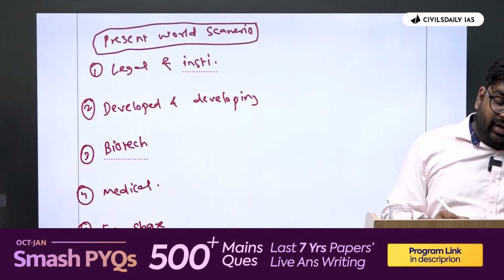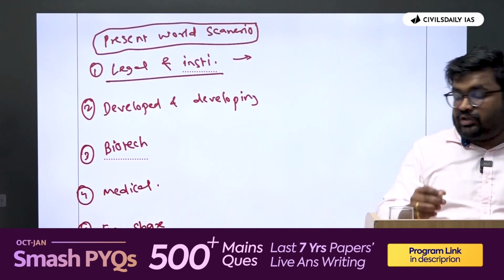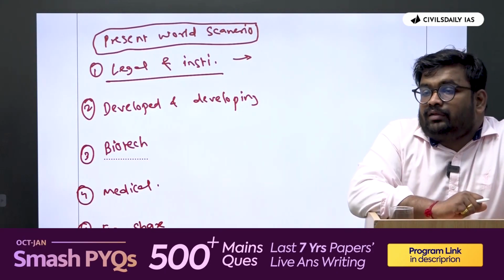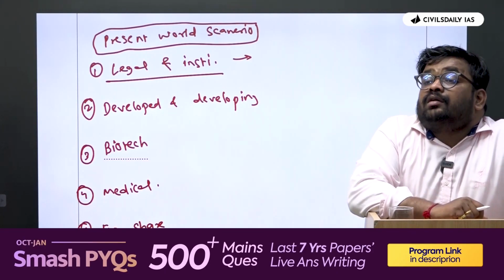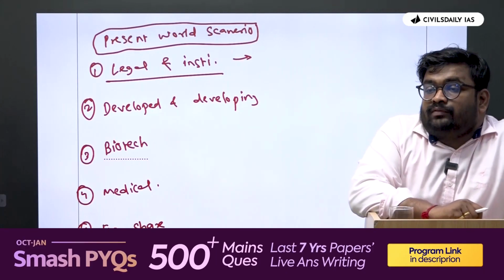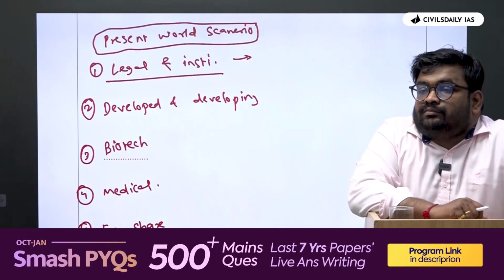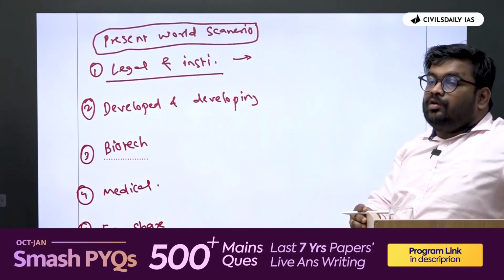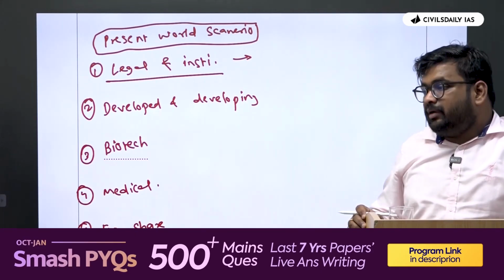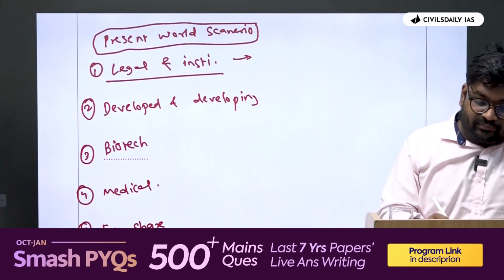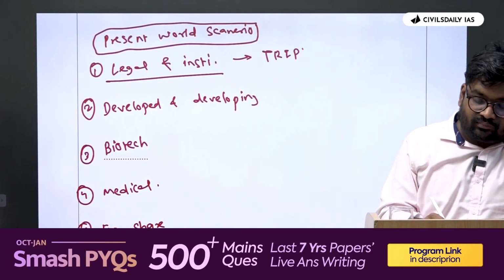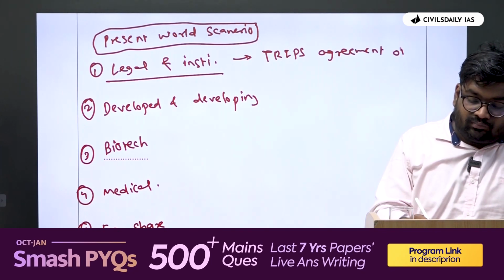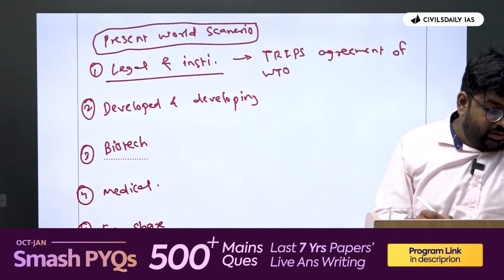So what is the legal structure for intellectual property rights? What norms? Trade Related Aspects of Intellectual Property Rights, that is the TRIPS agreement of the WTO.